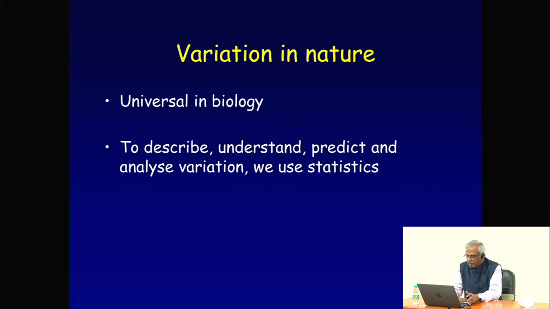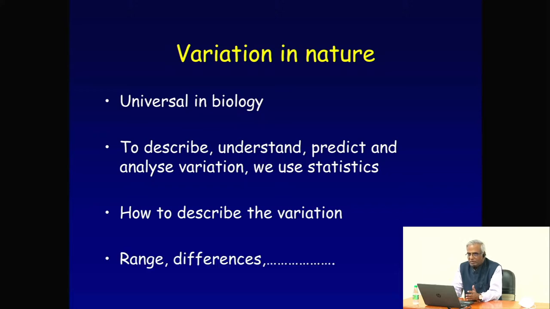So just keep in mind that the role, or one of the prime roles, of statistics is to describe variation, understand variation, and also predict and analyze variation. So the question is, if you have a set of data obtained from observing or measuring some indices in human beings, or for that matter in any living beings, how do you describe that variation?